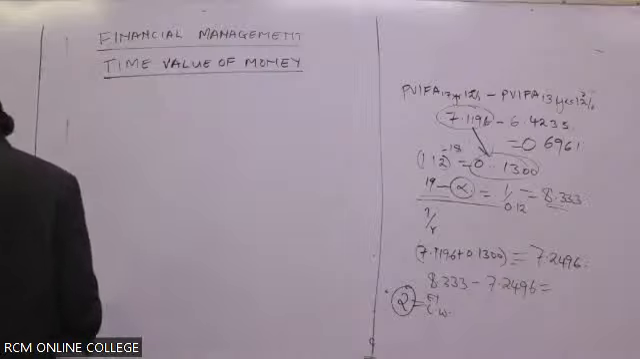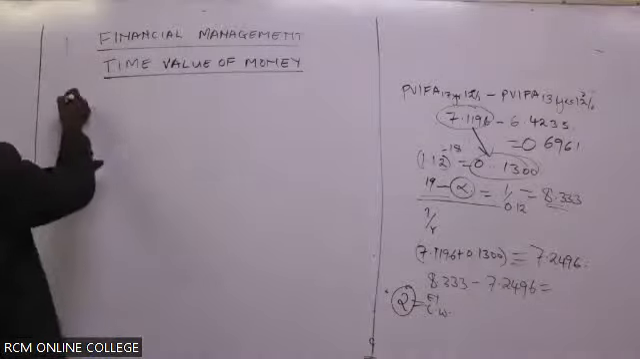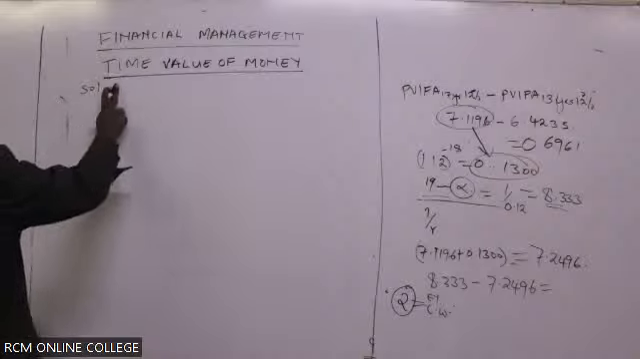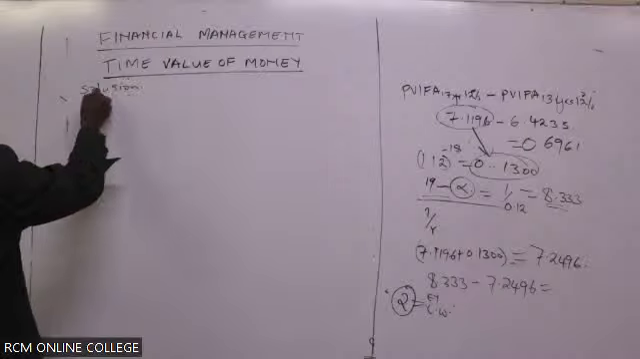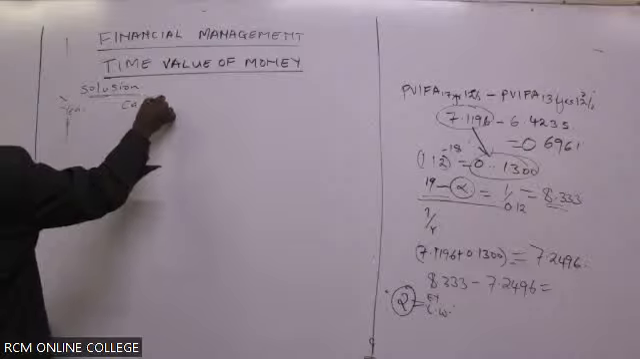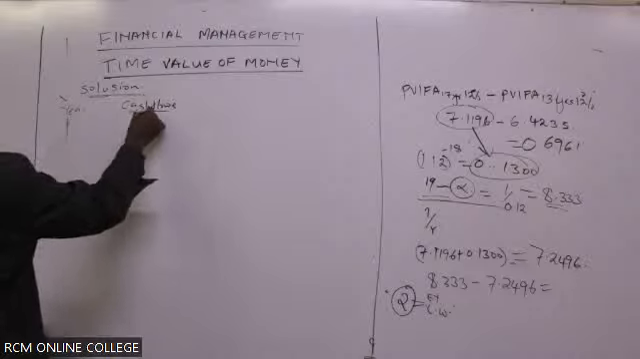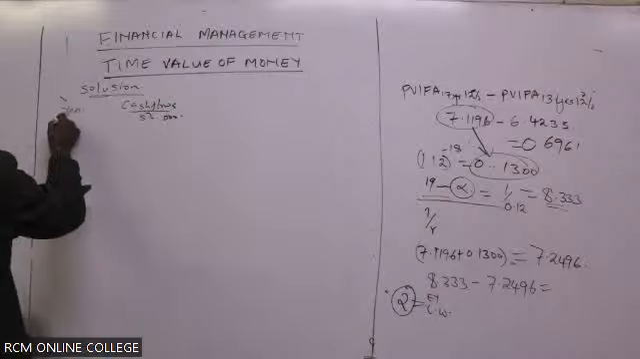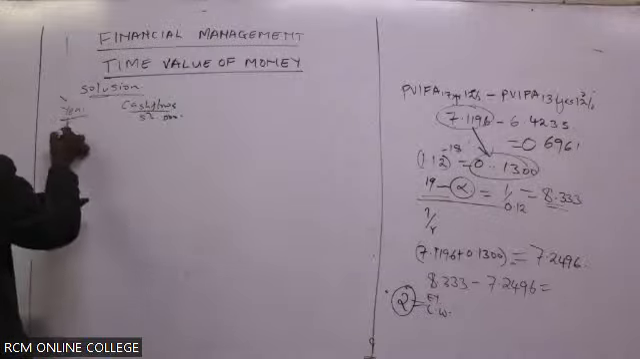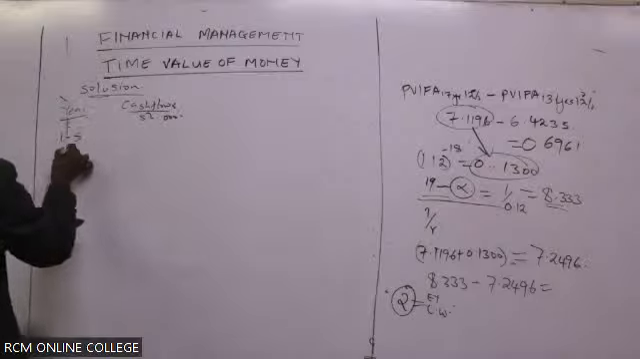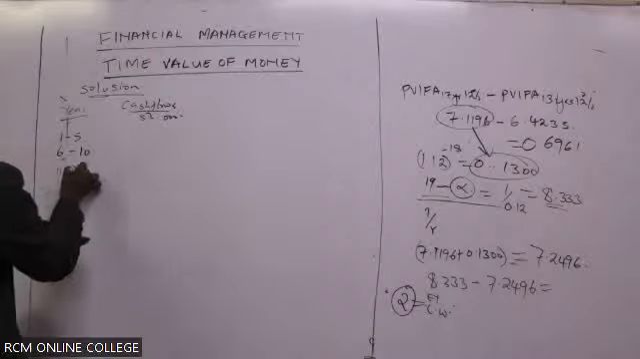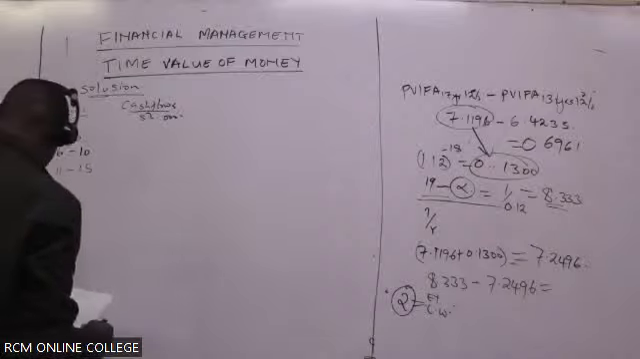So you're having this question here. Solution. Having here the cash flow, and the shillings are in thousand. So here we are having years 1 to 5, 6 to 10, 11 to 15, with cash flows of 5,000, 9,000 and 4,000.